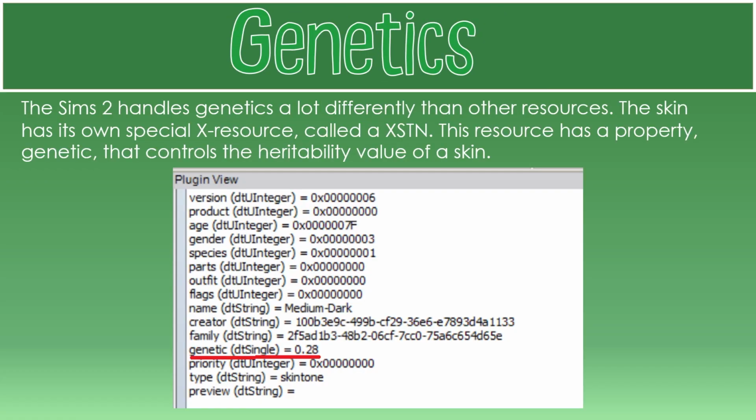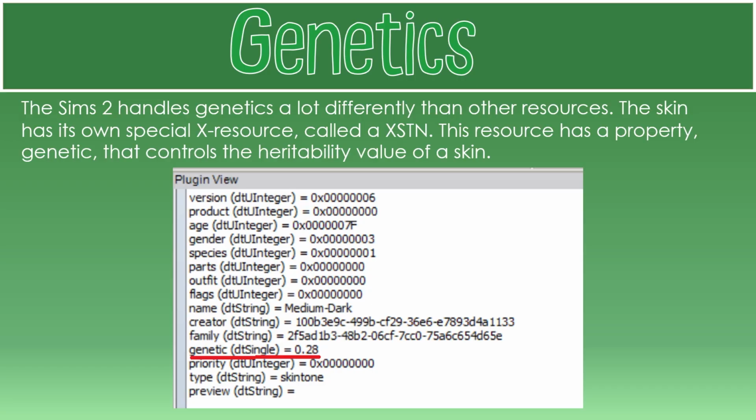The Sims 2 handles genetics a lot differently than other resources, and skin genetics are their own topic. Hair genetics and eye genetics work completely differently. I provided a link to an old LiveJournal article about the topic in the resource post. For further information on hair and eye genetics, you might want to check that out.